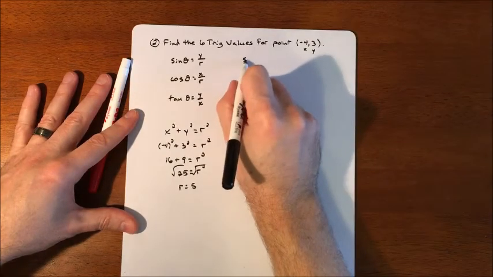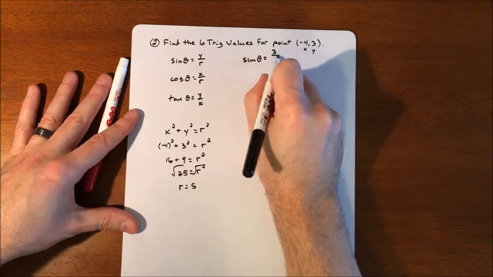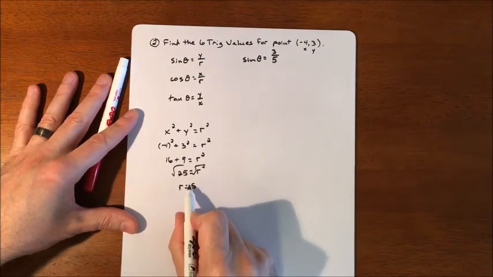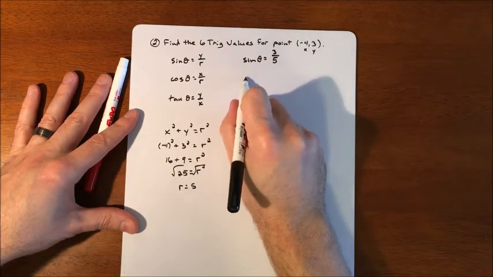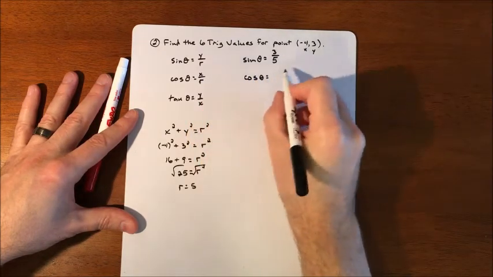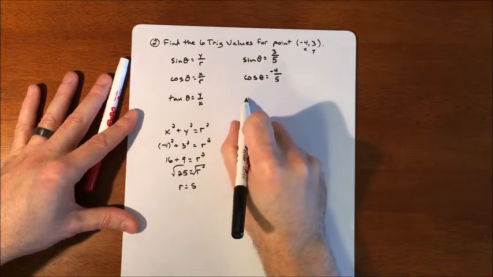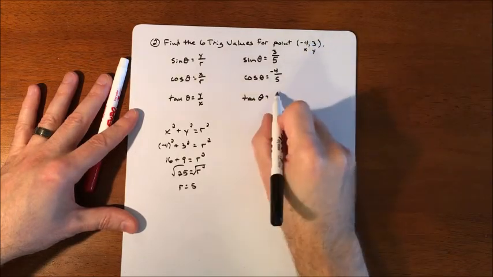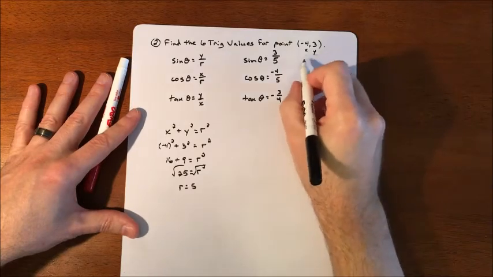So you have literally everything that you need. Sine of theta is going to be your y value, 3, over your radius. Your radius is always going to be positive. We don't need a positive and a negative out of that, so keep your radius positive. Cosine is going to be x over radius. And then tangent is going to be y over x, so -3/4.